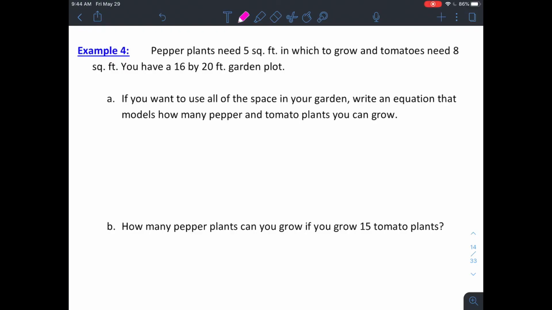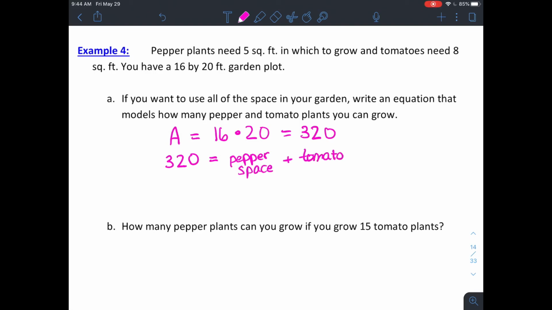Who doesn't love a little gardening? So we are planting some peppers and tomatoes in our 16 by 20 foot garden spot. I want to use all the space in my garden. So first off, let's calculate the area of my garden. If I do area of a rectangle, 16 times 20 is going to give me 320. And then that 320 square feet is going to be taken up by space for my peppers and space for my tomatoes. I would like less tomato space because I don't like tomatoes, but it's okay. I like to make salsa out of them.